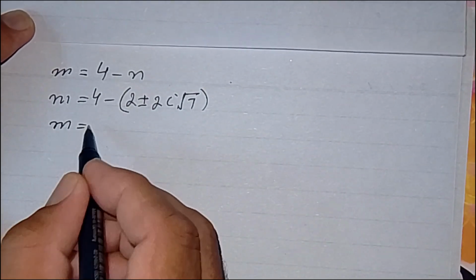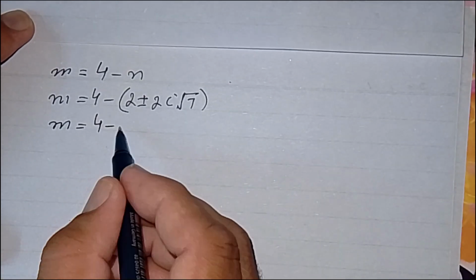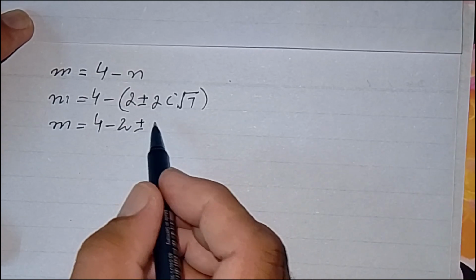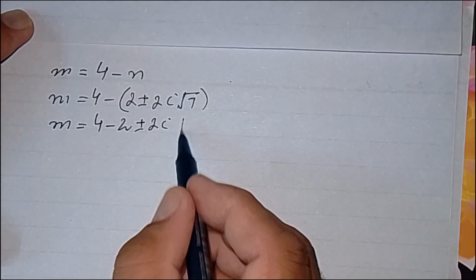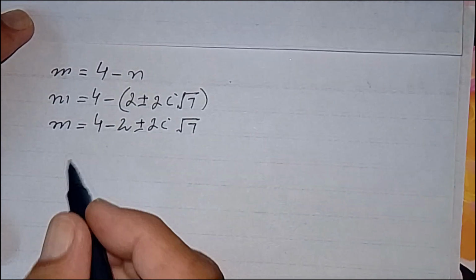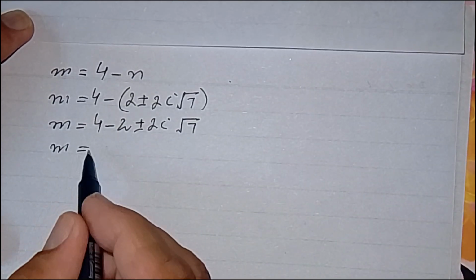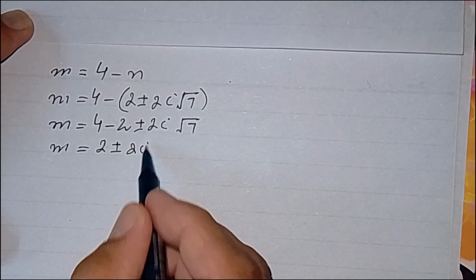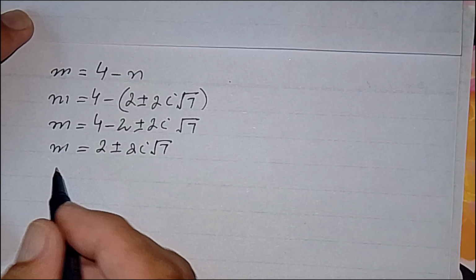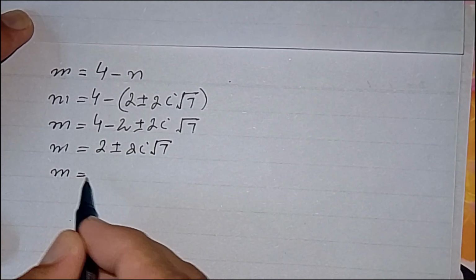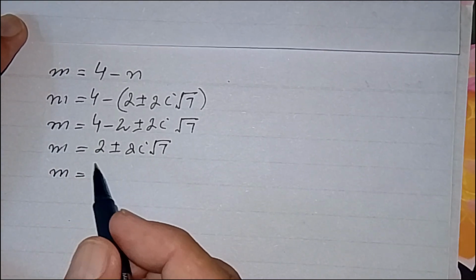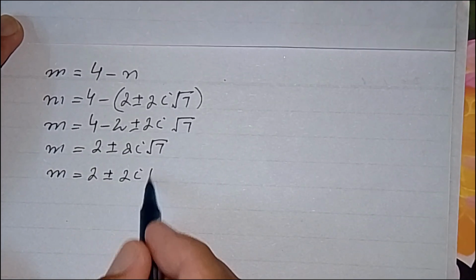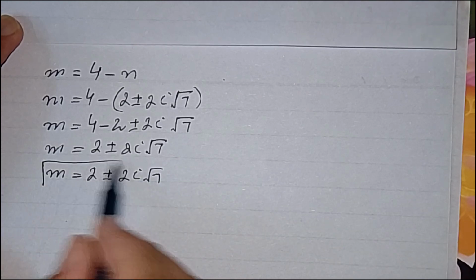M is equal to 4 minus 2 plus minus 2 iota under root 7. Now m is equal to 4 minus 2, so m is equal to 2 plus minus 2 iota under root 7, which is our value of m.